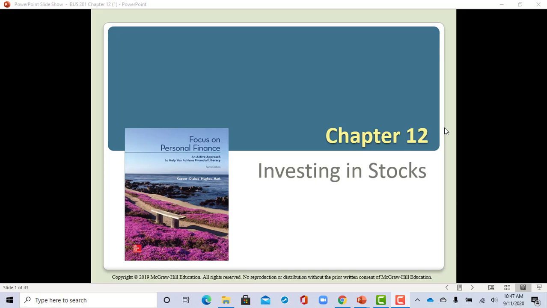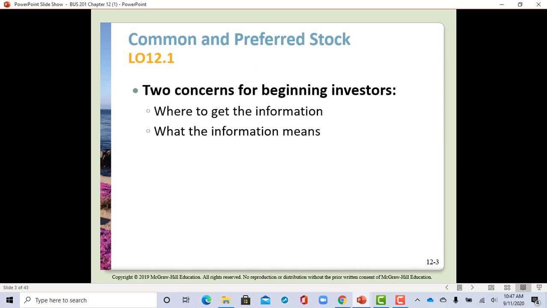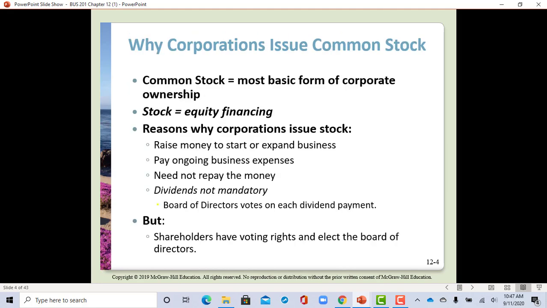Chapter 12, Investing in Stocks. Here are this chapter's learning objectives. So there's two concerns for beginning investors: where to get the information and what the information means.